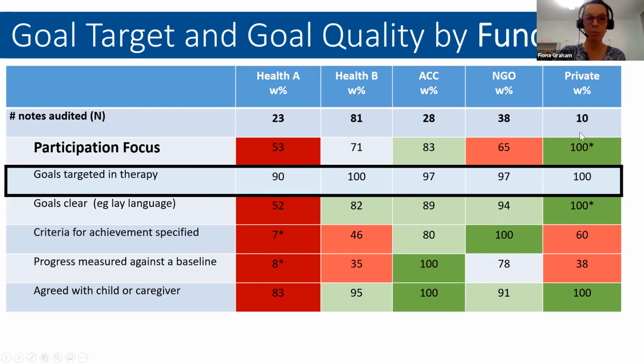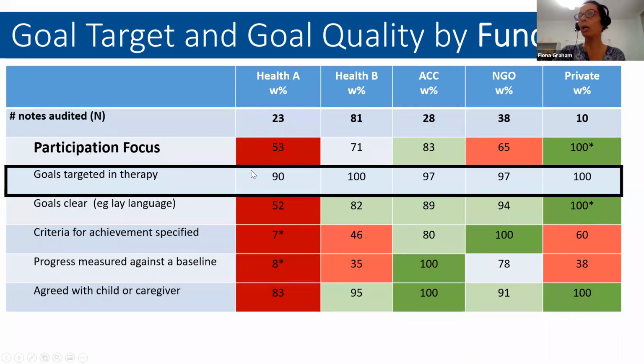The one private service that took part, just note that there were only 2 therapists from that service, so it's a small sample, but they performed very highly, which suggests that people are indeed very happy to pay for participation focused services.